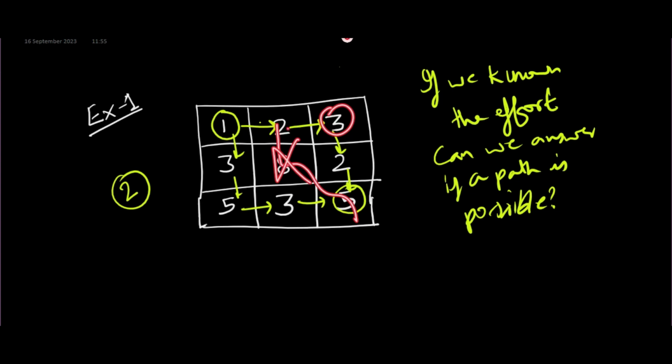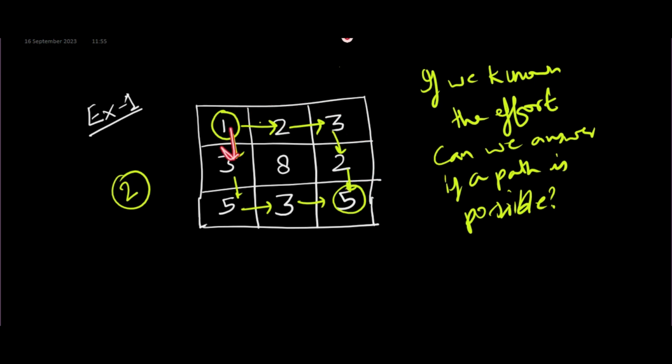It will try going this path again. Here the difference is 1, so we move on. Here also the distance is 1, so we move on again. But here the distance is 3, and if the distance is 3, we return back and come here.